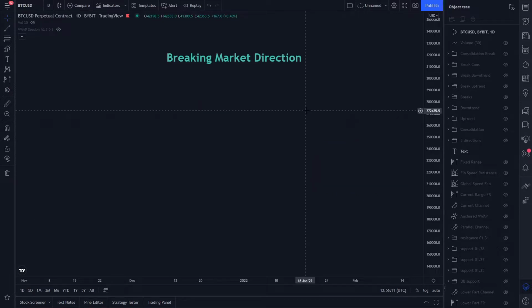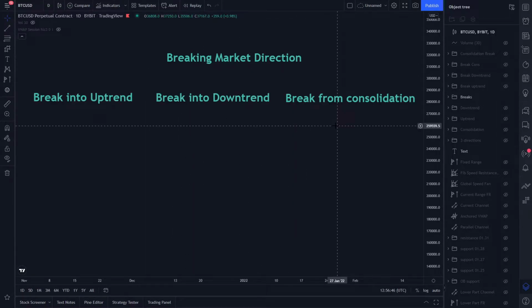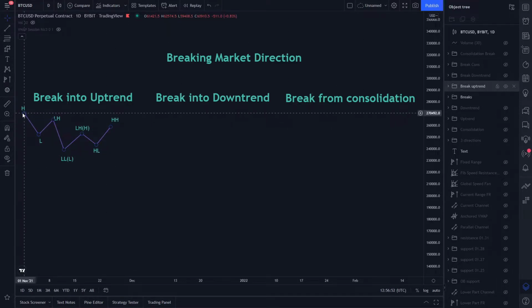Hope everything is clear so far, and if not, don't worry, we will look into some more examples later and you will get it better. Right now, let's talk about how price action can break the market direction. First of all, let's talk about breaking into uptrend. So right here, you can see that the price is making a high, a low, a lower high, a lower low. That means that we are in a bearish market structure, which is the downtrend.